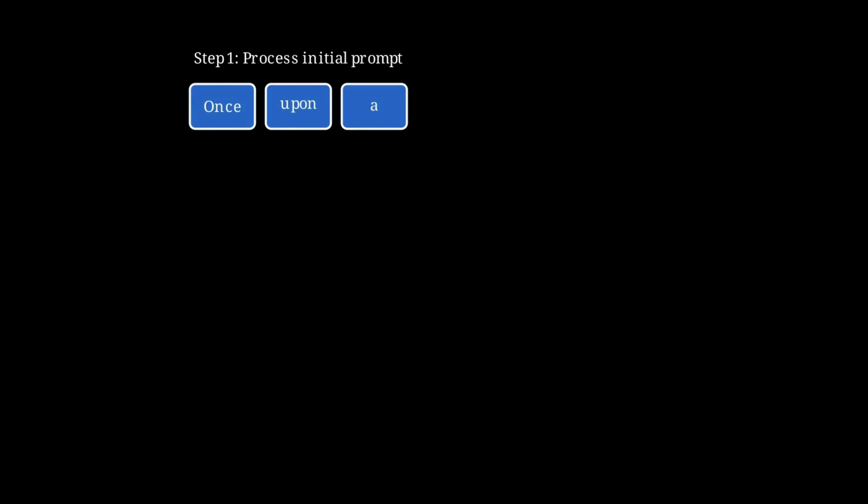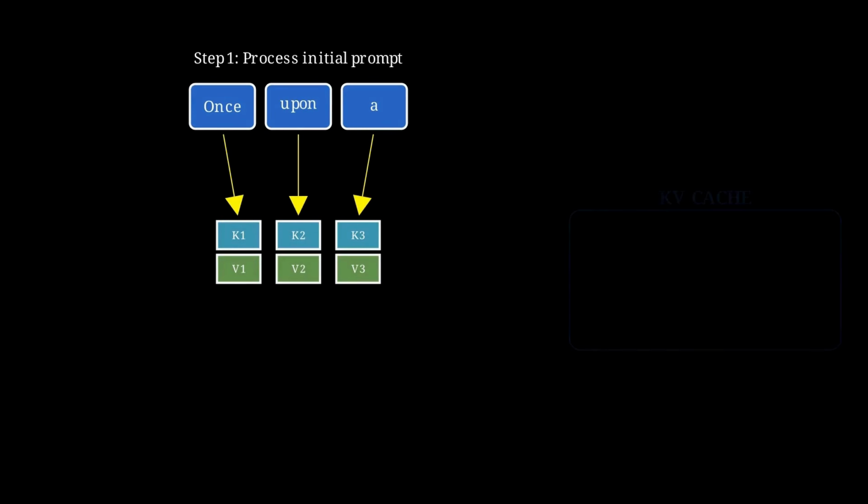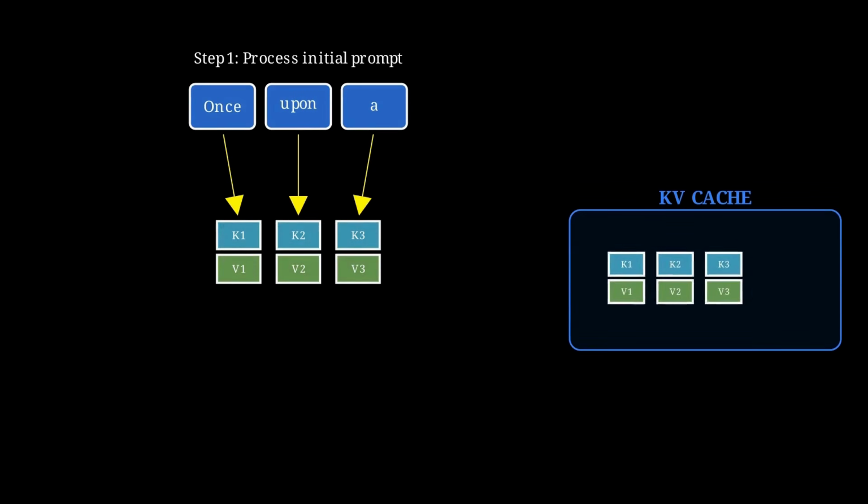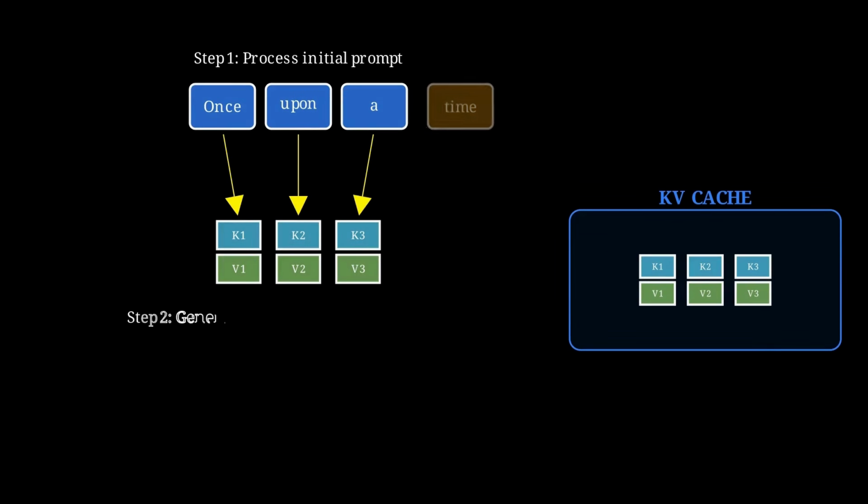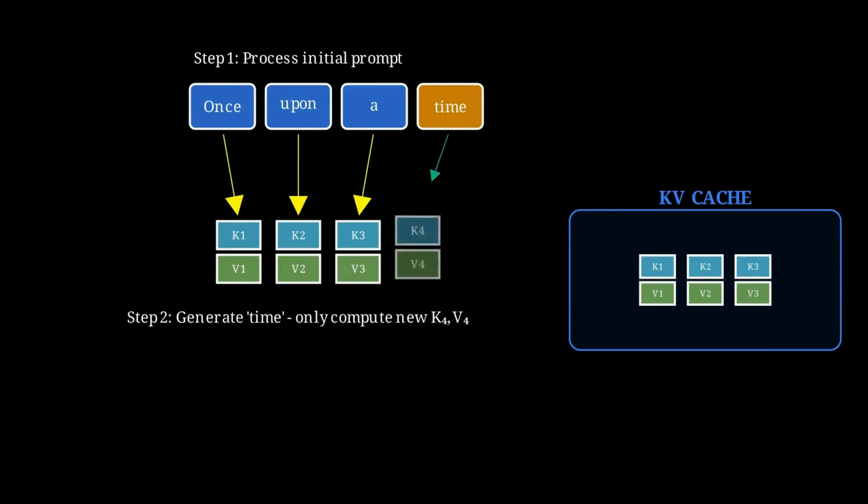We start with "once upon a". Step 1, we compute keys and values for all 3 tokens, but instead of discarding them, we store them in our cache. Step 2, now we generate "time". We only compute 3 things: the query for "time" plus its key and value. That's it. We append the new key and value to our cache and use the query against all cached keys and values. Notice what happened. We went from recomputing everything to computing just the new token's representations.